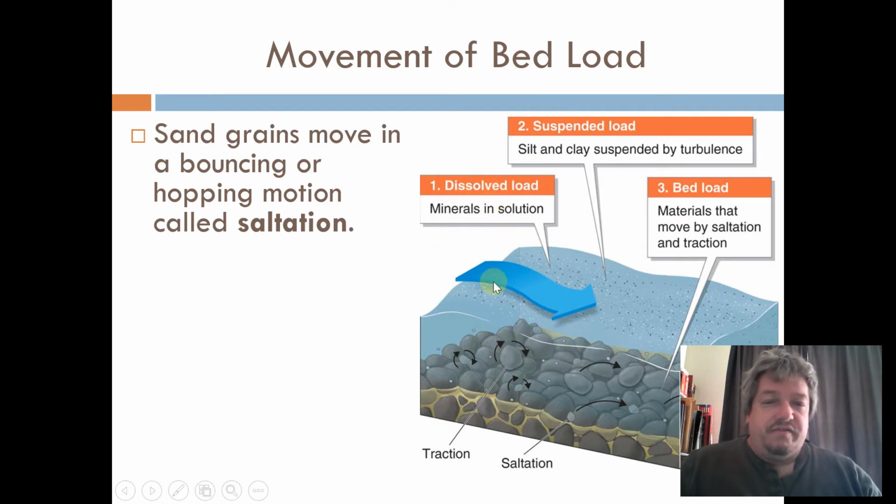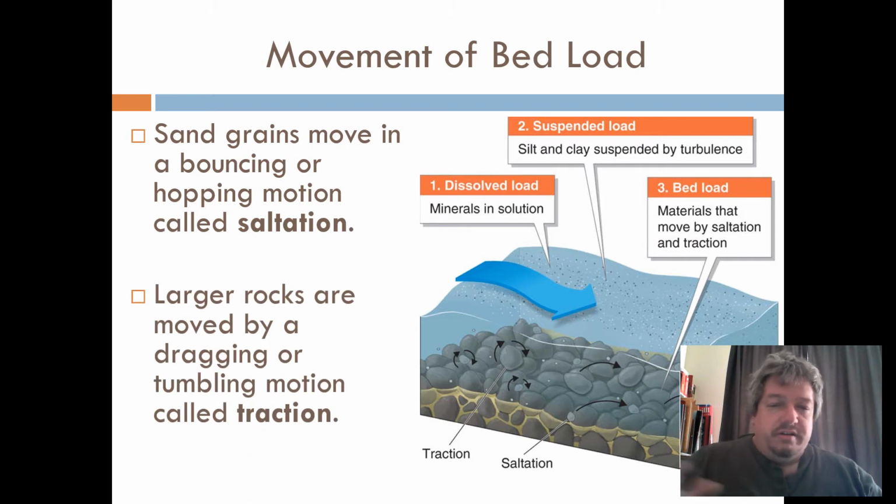So remember, the dissolved load is the minerals that we can't see, like salt. The suspended load is the silt and clay that gives it that muddy look. But the bed load, right? They either bounce along the bottom, that's saltation, or if they're too big to do that, they just roll, getting pushed along. That's called traction.